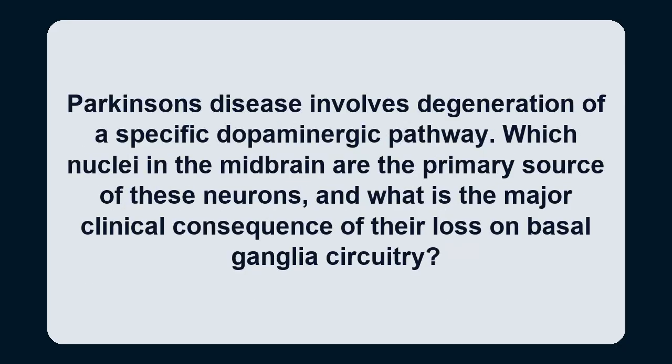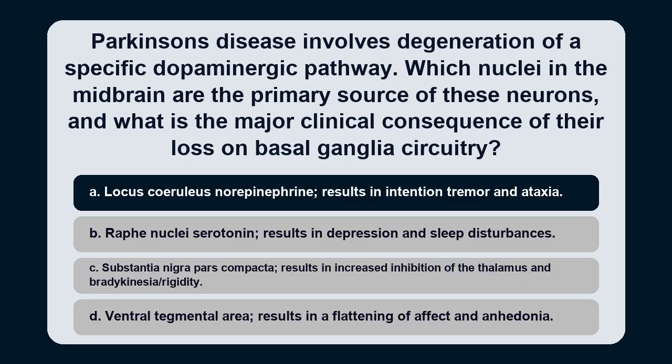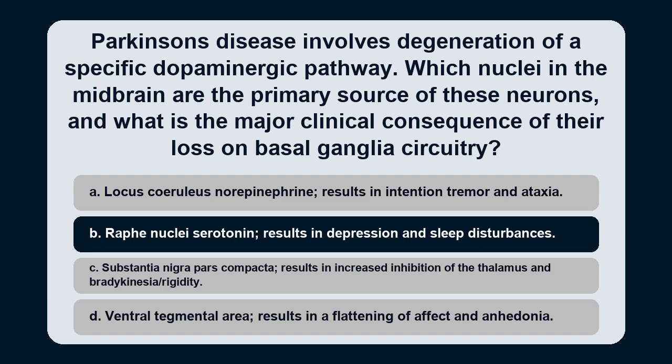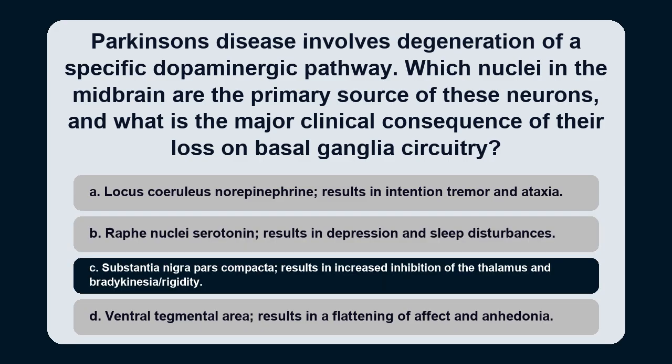Question 5. Parkinson's disease involves degeneration of a specific dopaminergic pathway. Which nuclei in the midbrain are the primary source of these neurons, and what is the major clinical consequence of their loss on basal ganglia circuitry? Option A, locus coeruleus norepinephrine, results in intention tremor and ataxia. Option B, raphe nuclei serotonin, results in depression and sleep disturbances. Option C, substantia nigra pars compacta, results in increased inhibition of the thalamus and bradykinesia/rigidity.